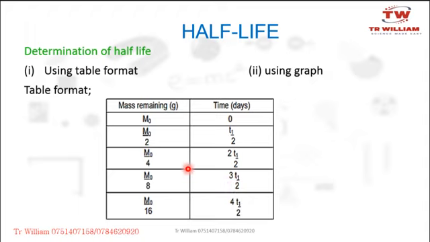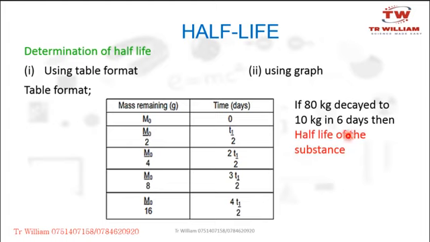Then I go on breaking. For the third half-life, I'll be having a half of this quarter, which will be 1/8. That is after 3 half-lives, and so on until I can determine the half-life. Now, take an example here. If I had 80 kilograms that decayed to 10 kilograms in 6 days, then how can I determine the half-life?